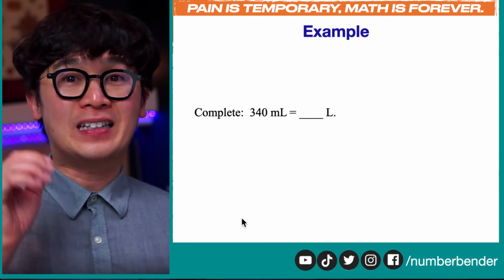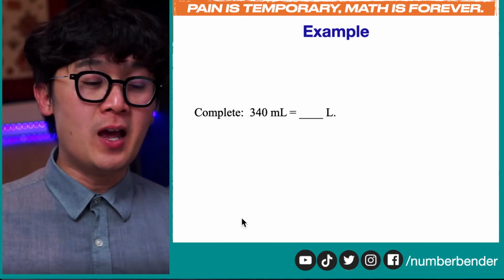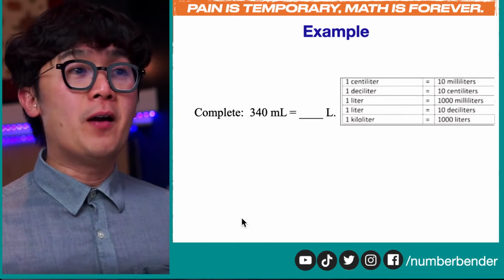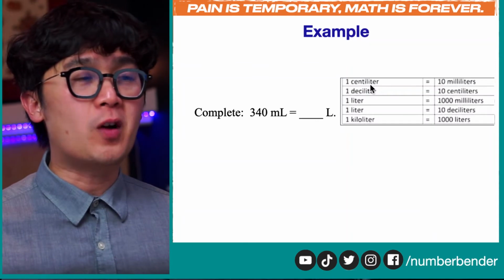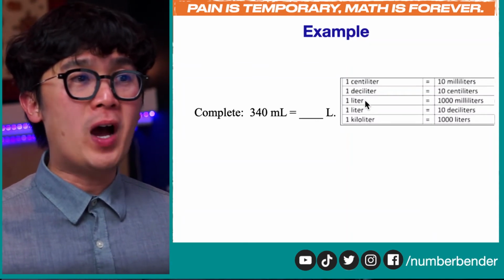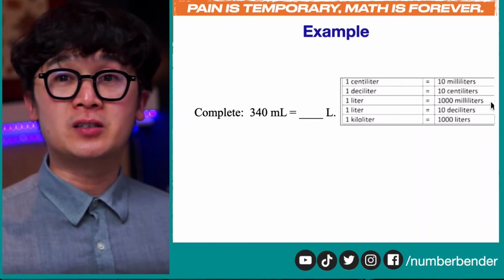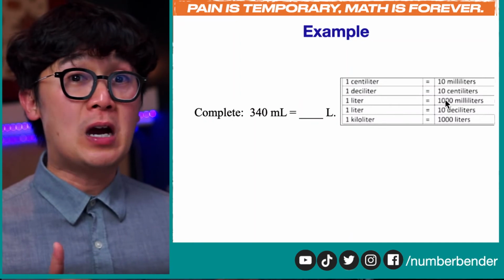And we know that liters are bigger than milliliters. So that means we need our conversion factor from our cheat sheet. And from here, our reference will be from our table. We have 1 liter equal to 1,000 milliliters. So we're going to be using this information to produce our conversion factor.